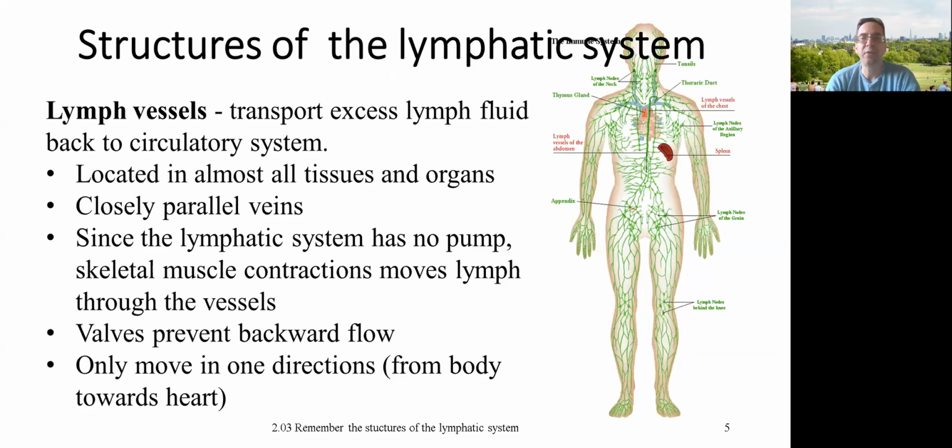Structure of the lymphatic system. As we mentioned before, lymph vessels transport this excess lymph fluid back to the circulatory system. They are located in nearly all tissues and organs. If we're thinking about biology, biology is the order of systems, organs, tissues, and cells, and we're going to go more into the cells in another talk. Important to remember, the lymph system doesn't have a pump, and it relies on muscle contractions to move lymph throughout the vessels. It also has valves, similar to the heart, that stop backward flow.